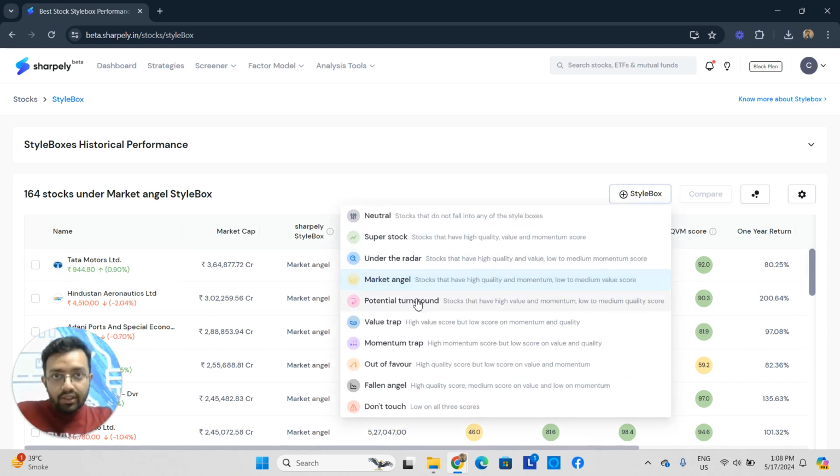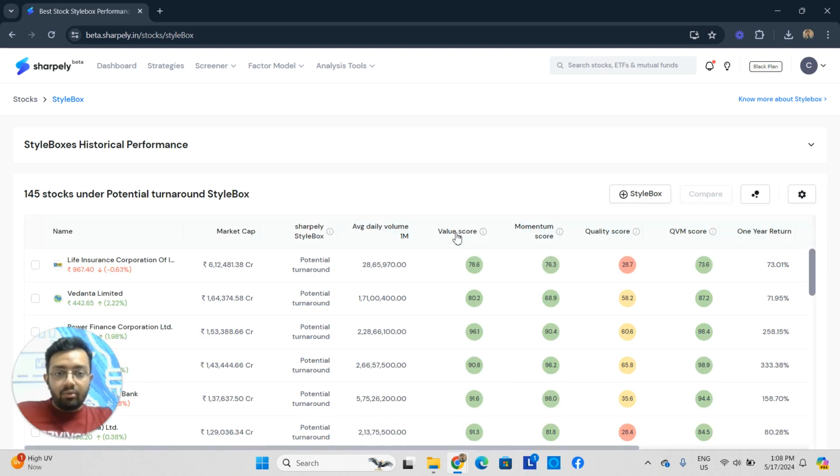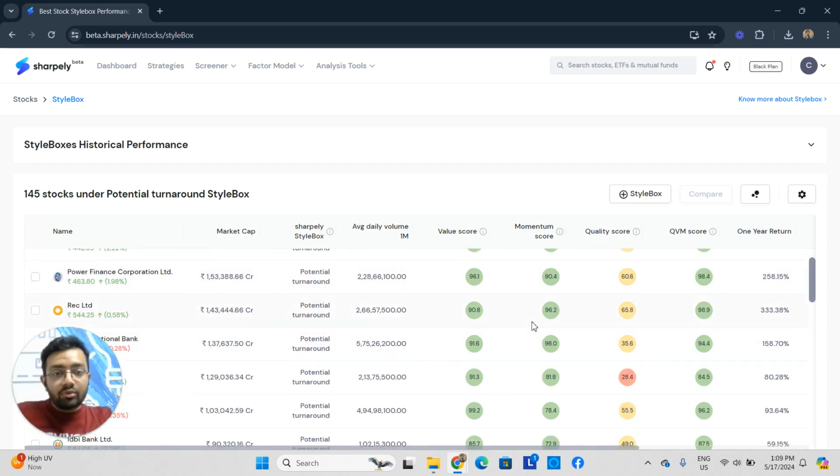The fourth positive style box is potential turnaround. In potential turnaround, the value score and momentum score is high, but the quality score is not high. That means the stock is cheap, it is showing strong momentum, but business quality is not high at the moment. So in this, you may find some turnaround stories, or you may also see some stocks that are going through headwinds.